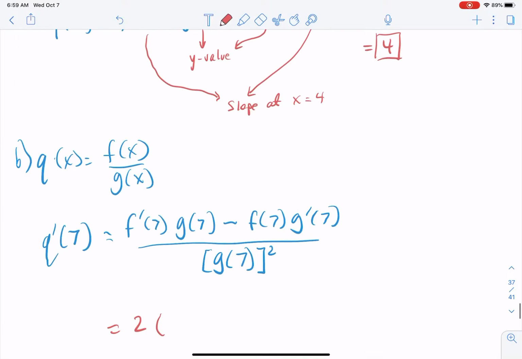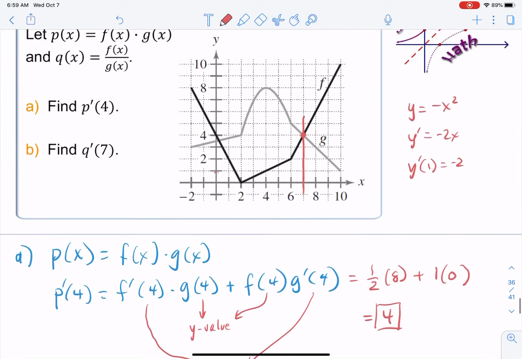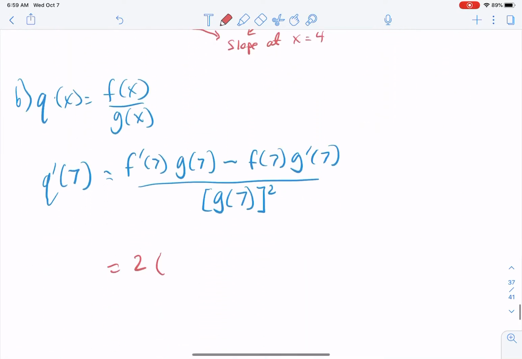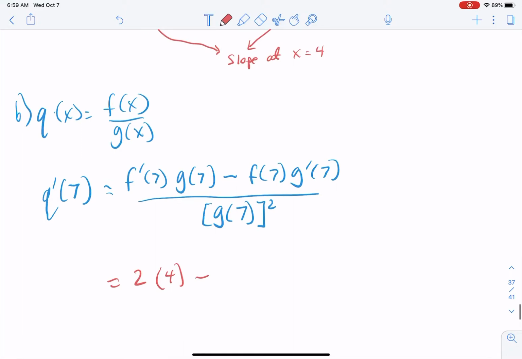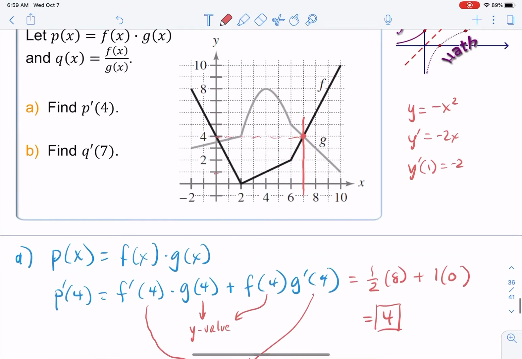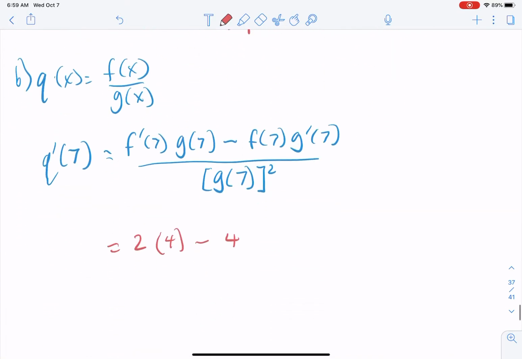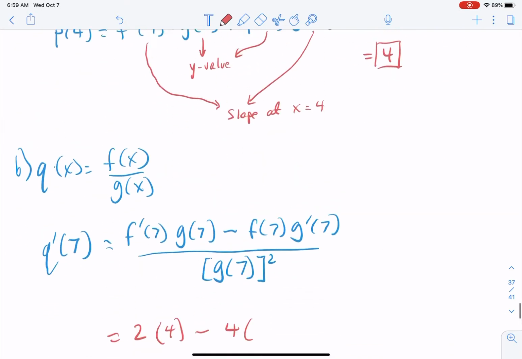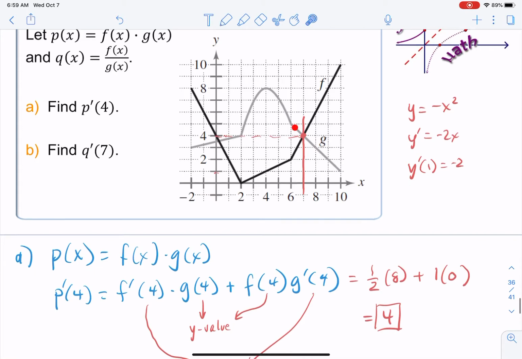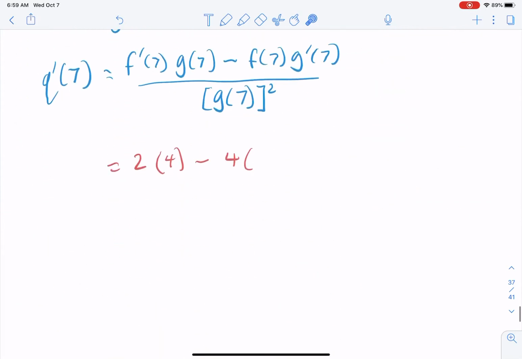times my g of 7. That's just a y value. The g of 7 here looks like it's at 4. Minus f of 7 should be 4 also. How do I know that? Because remember, that's where they intersected each other. Also, right there at 4 times g prime of 7. What's the slope of the g function? And this one's going down, so it's negative, and it looks like it's just negative 1, down 1, right 1.